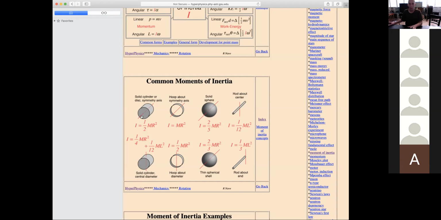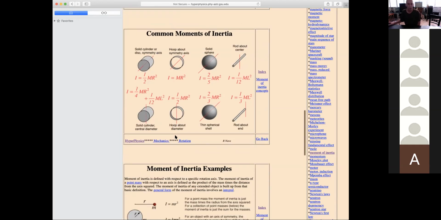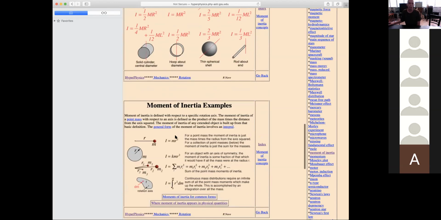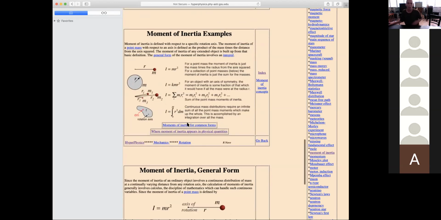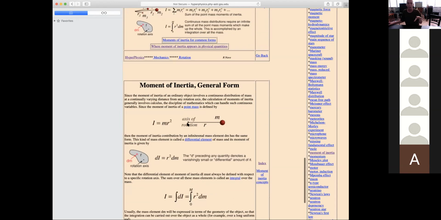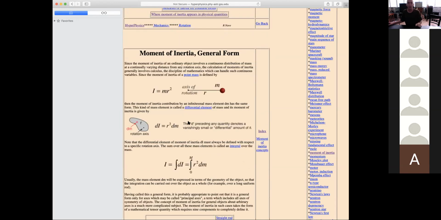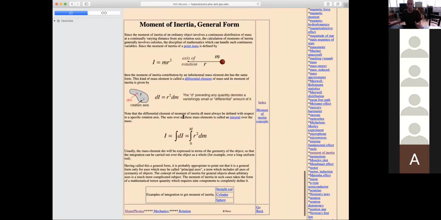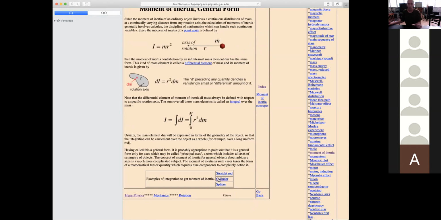For a wheel or a cylinder or whatever, it's 1/2 mr squared. If a solid cylinder rotated, you can see that it would be this. They give you some examples here. Sometimes they'll even have little widgets that you can plug in your answers. It also tells you the general form and how to find the general form for different types of objects, how to find it by integration.